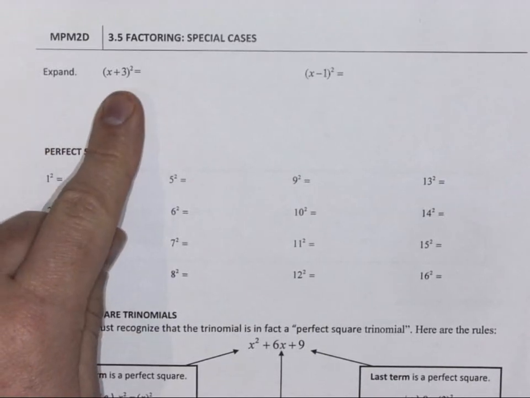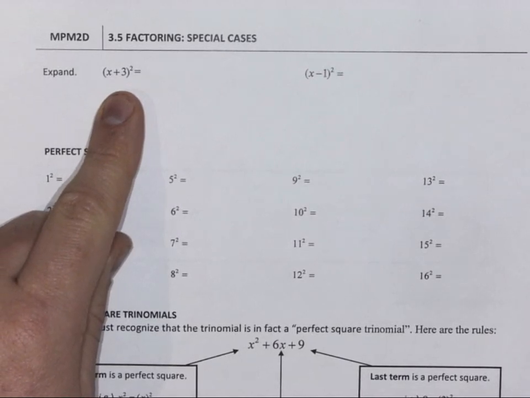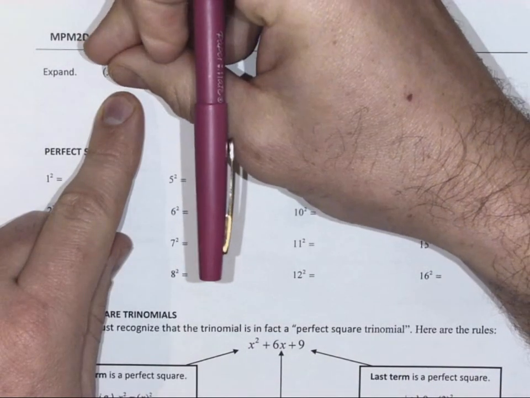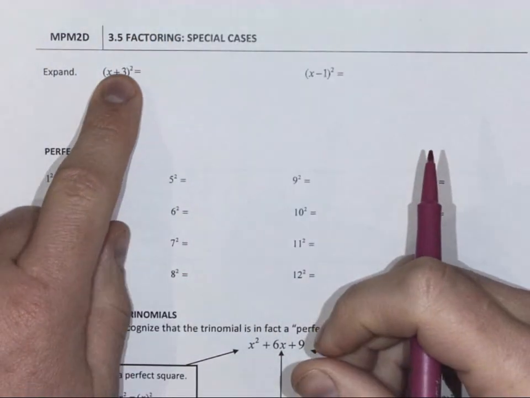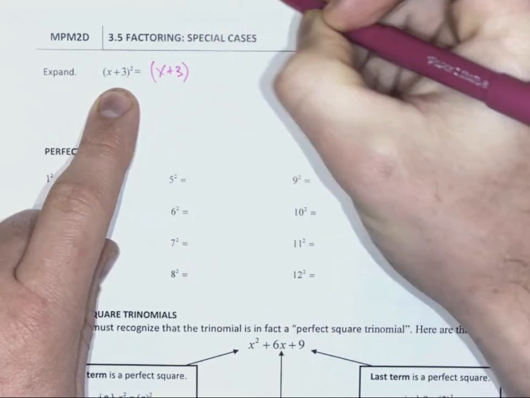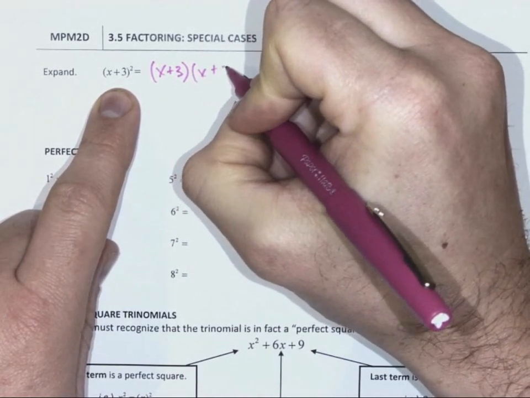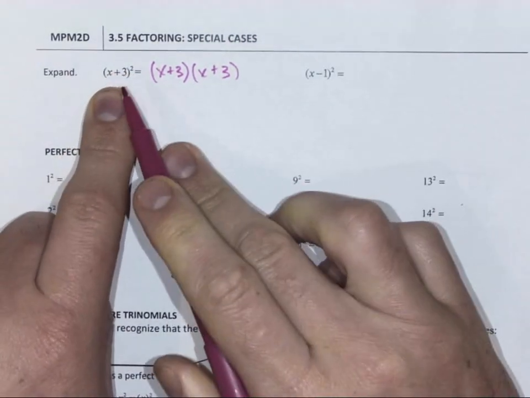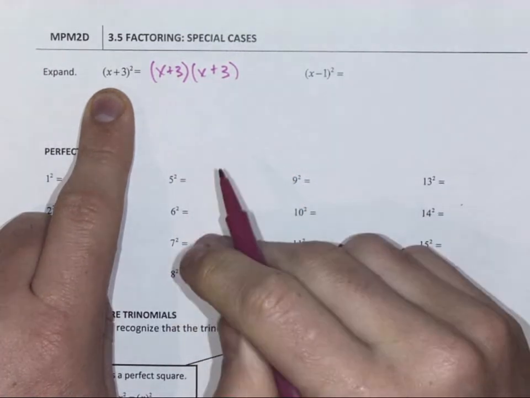If we need to expand something like (x plus 3) all in brackets squared, we can't distribute that square to just x and 3. Remember that square really means everything in the brackets times everything in the brackets, twice. So it's (x plus 3) times (x plus 3).